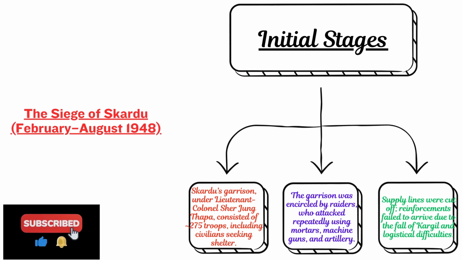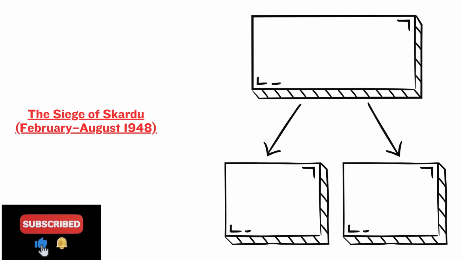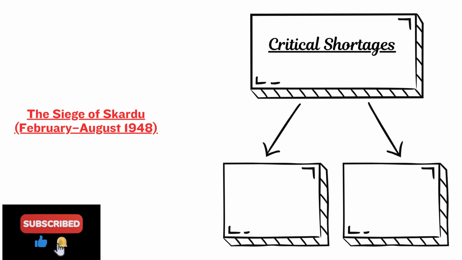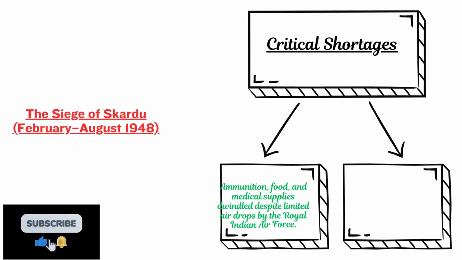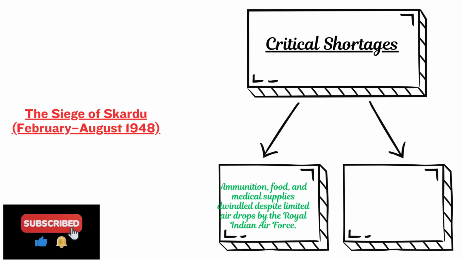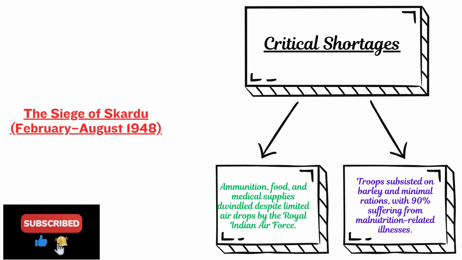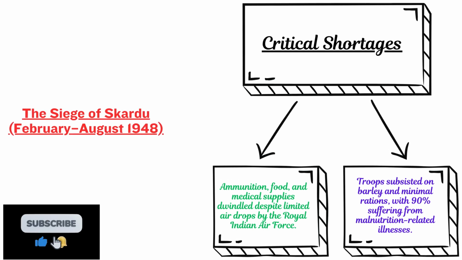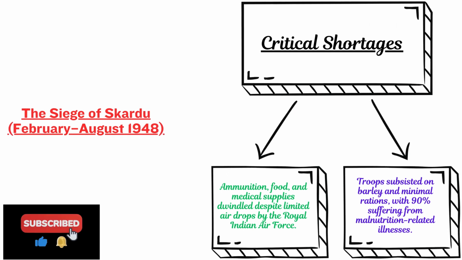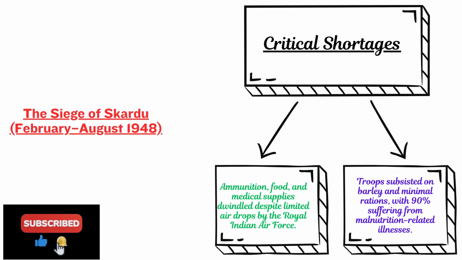Friends, let's now discuss the critical shortages faced by the defenders during the siege of Skardu from February to August 1948. These shortages pushed the garrison to the brink of survival, yet they continued to fight valiantly. Let's break it down. Despite limited airdrops by the Royal Indian Air Force, supplies were woefully inadequate. The garrison faced severe shortages of ammunition, making it harder to defend against relentless raider attacks.